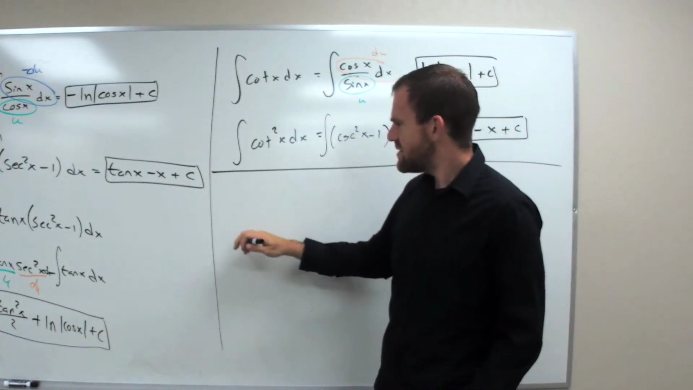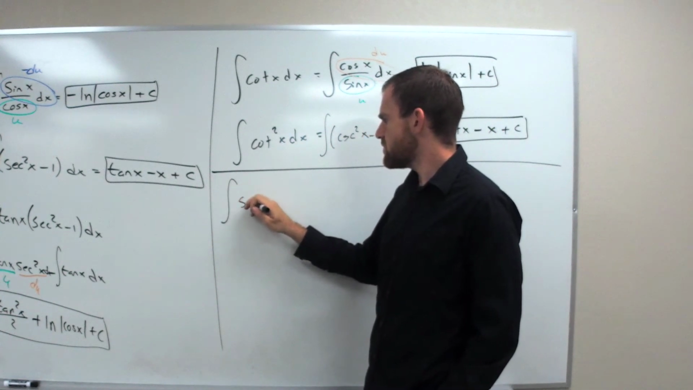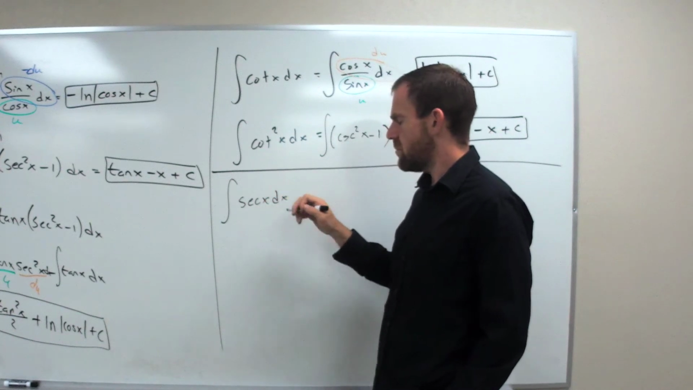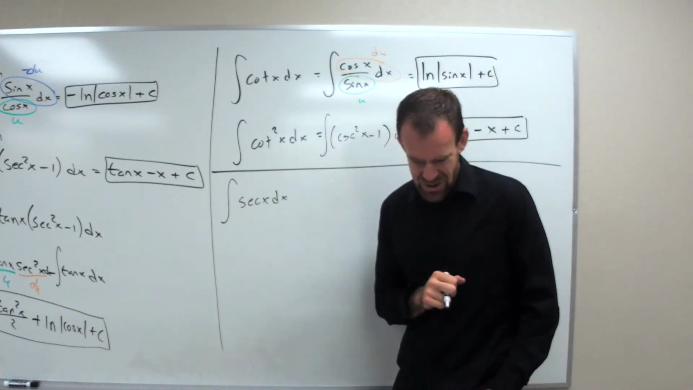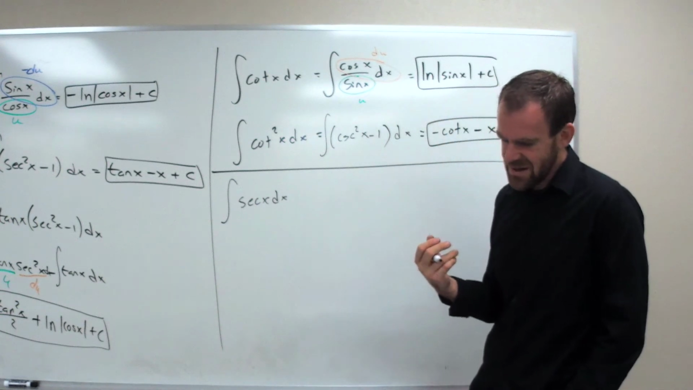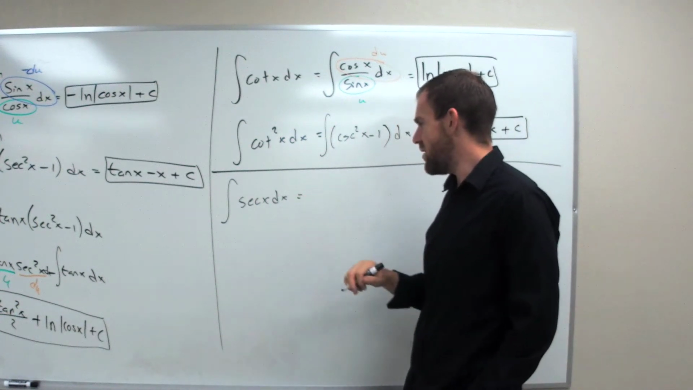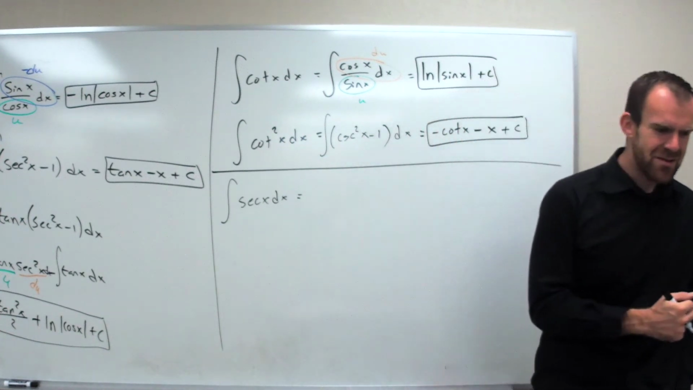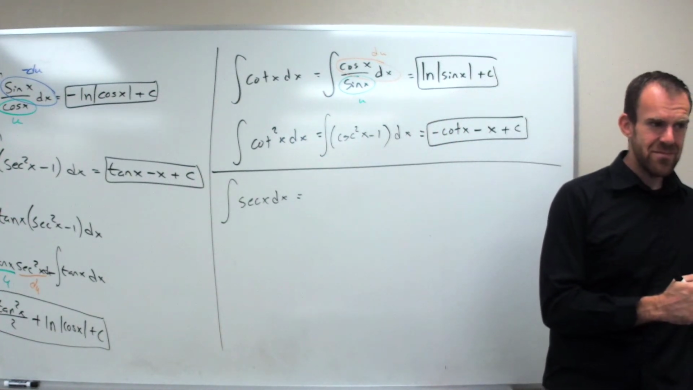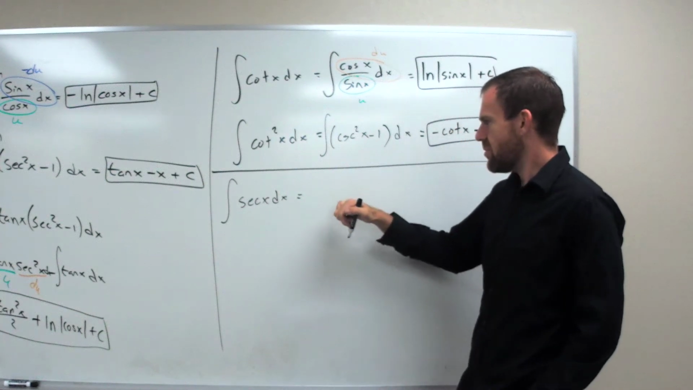How would we integrate secant? Oh dear, I have to sneeze. Watermelon. All right, we're good. So the trick with secant is this. It's actually quite ugly. Nope, the watermelon trick did not work. Watermelon? Oh, we're good. Okay.